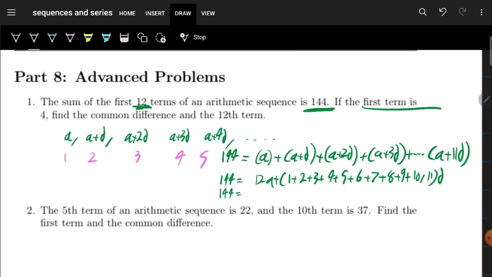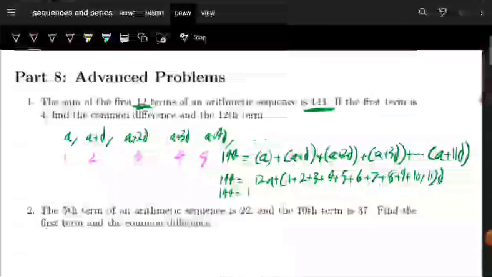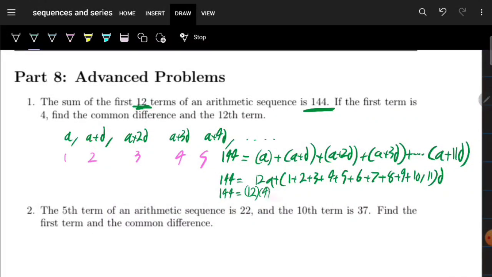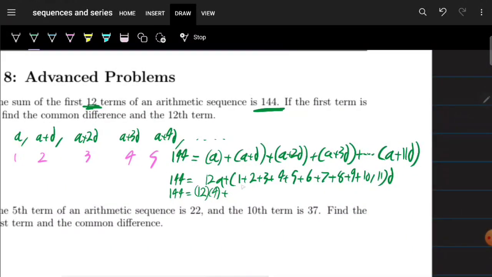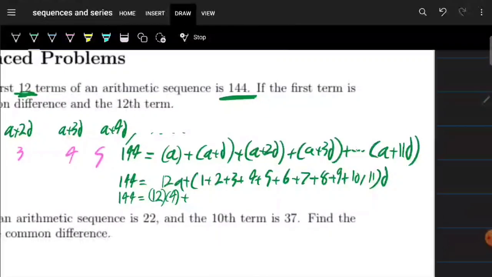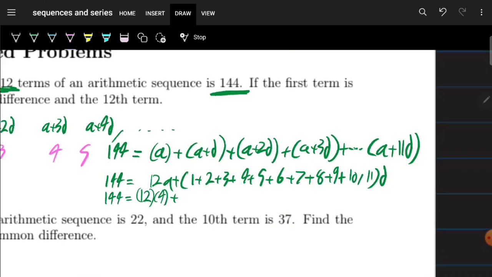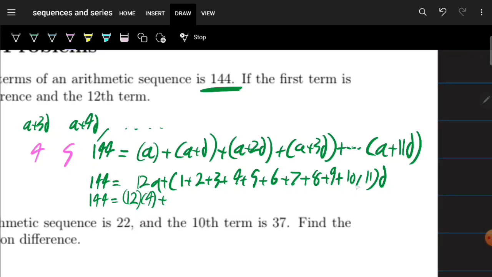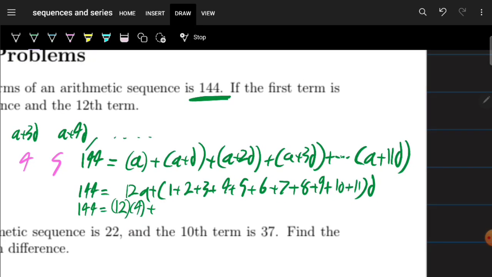So let's plug that in. If we plug that in here, we get 12 times 4 plus, what is 1 plus 2 plus 3 plus 4 all the way up to 11? Well, we can just add this by hand, or we can use a maybe slightly faster method.